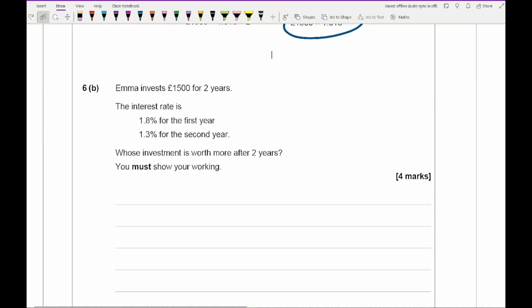Moving on to 8b, it says Emma invests £1,500 for 2 years. The interest rate is 1.8% for the first year and 1.3% for the second year. Whose investment is worth more after the 2 years? Well, if we work out Dev's, which was from part A, that's 1,500 multiplied by 1.016 to the power of 2. And if I type that into my calculator, I get an answer of 1548.384. Obviously the 4 is not really applicable because we can't have a thousandth of a penny.